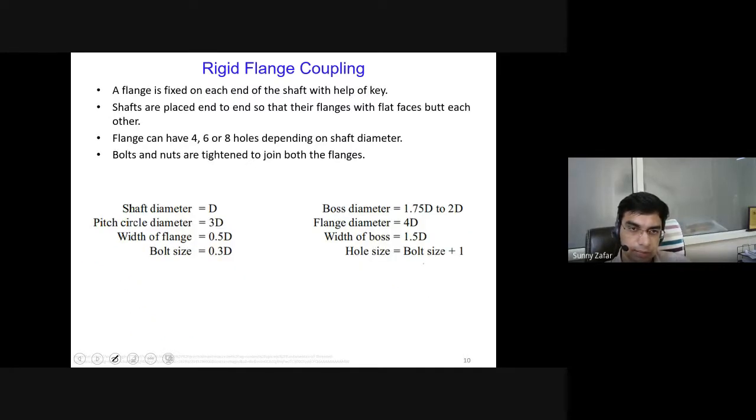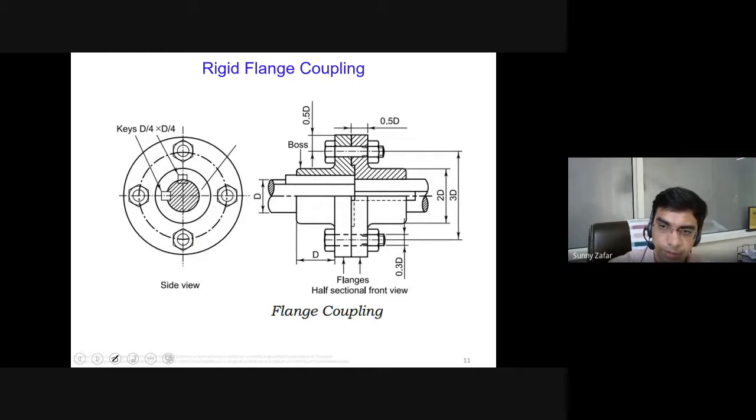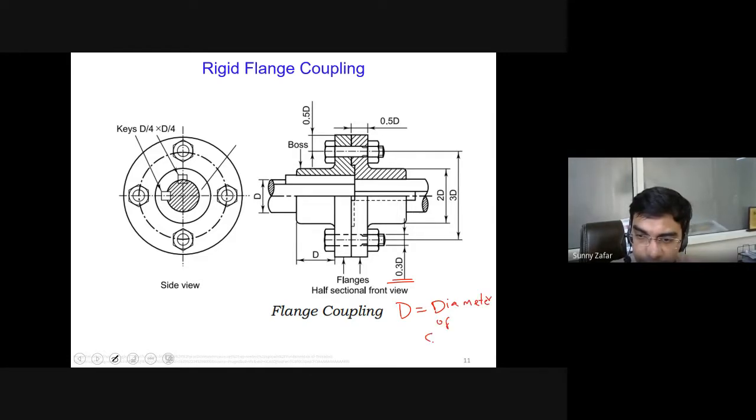So we had discussed some overview of different dimensions of this rigid flange coupling. In this case, you can refer to these various dimensions here. Of course, I will also give you the table now. This was the drawing that we had discussed in an overview way. In this drawing, you can see depending on the shaft diameter, all other dimensions are correlated with respect to the shaft diameter, that is D. This is the diameter of the shaft.